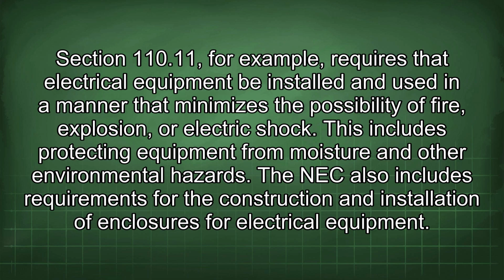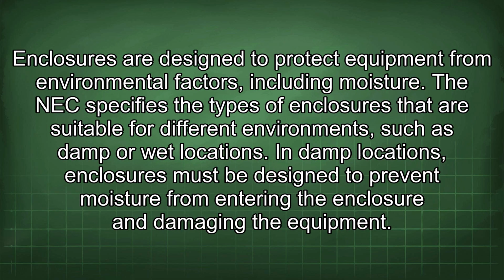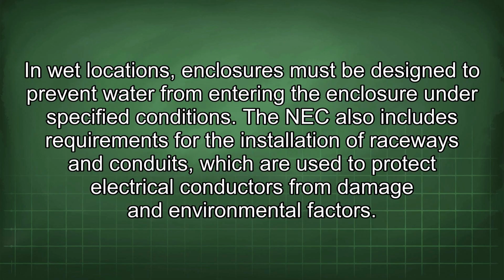The NEC also includes requirements for the construction and installation of enclosures for electrical equipment. Enclosures are designed to protect equipment from environmental factors, including moisture. The NEC specifies the types of enclosures that are suitable for different environments, such as damp or wet locations. In damp locations, enclosures must be designed to prevent moisture from entering the enclosure and damaging the equipment. In wet locations, enclosures must be designed to prevent water from entering the enclosure under specified conditions.